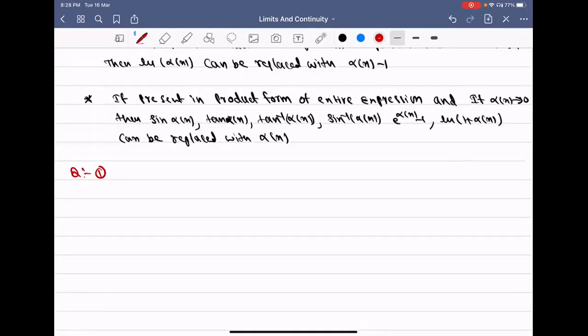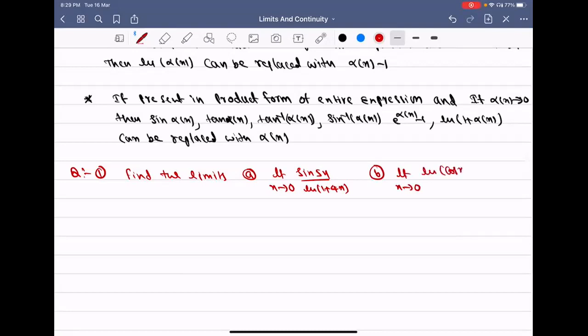One, find the limits. A, limit as x tends to 0 of sin 5x over ln of 1 plus 4x. B, limit as x tends to 0 of ln of cos x over x square. So these are the two questions. To solve this question, solution.